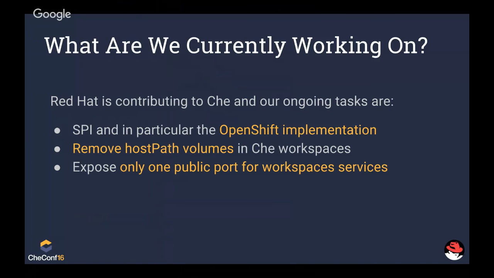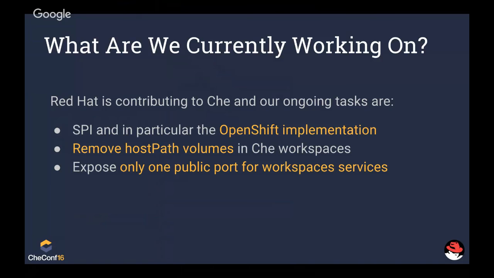So as Red Hat, what are we currently working on? First of all, we are actively contributing to Che, and we want to contribute more and more. Our ongoing tasks are to build the SPI and in particular the OpenShift implementation, with the other engineers from Codenvy, and to remove the OSPAT volumes in Che workspaces.